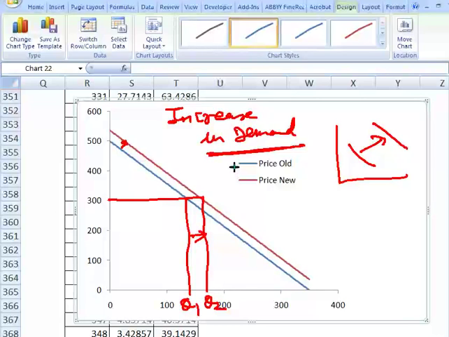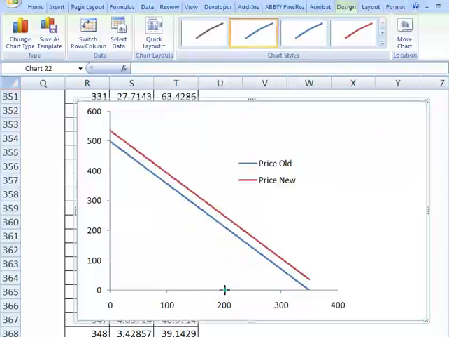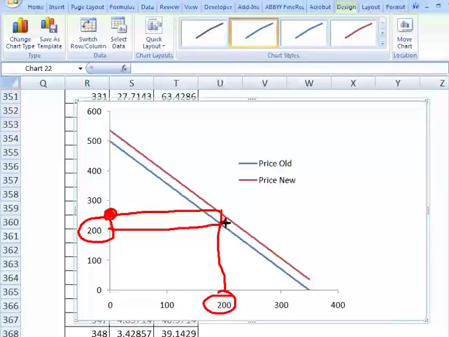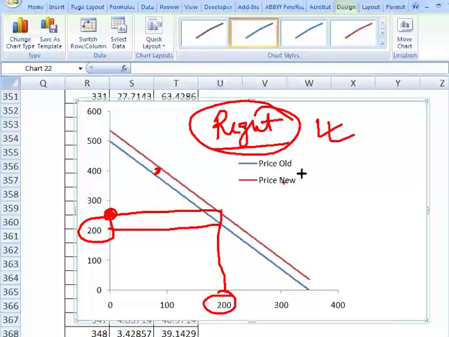Or look at it the other way. Let's say for quantity 200, earlier people were saying this is the price level, but people are willing to pay a higher price now to consume the same level of quantity. So there's an increase in demand, or we say that the demand curve shifts to the right. An increase in demand means that the demand curve is shifting to the right.